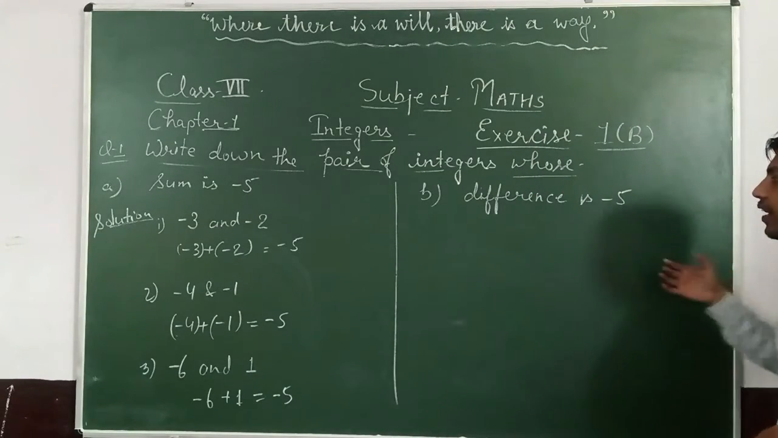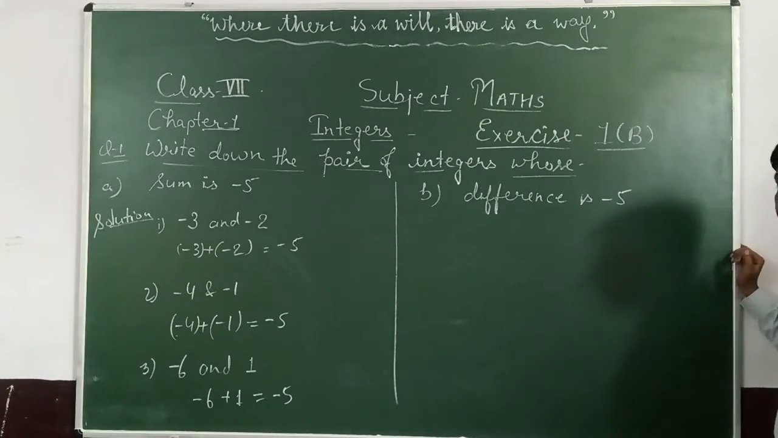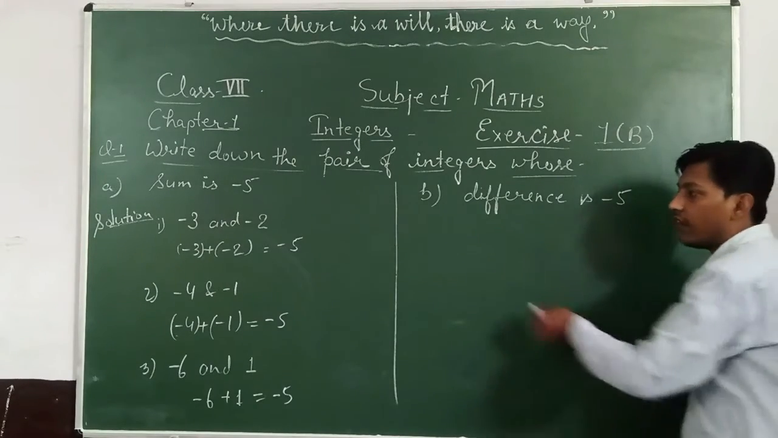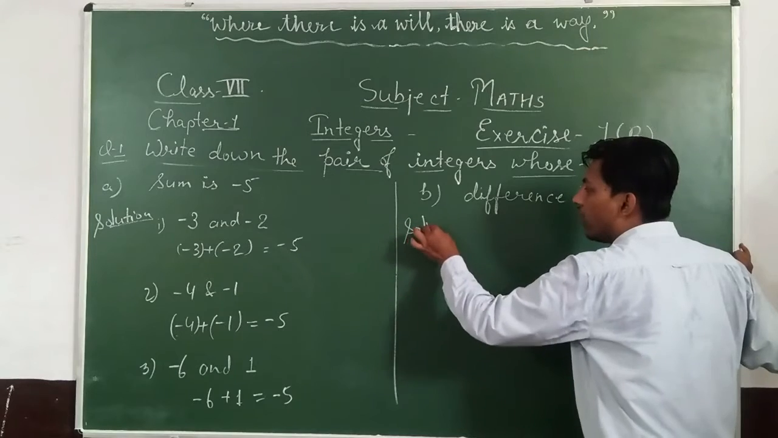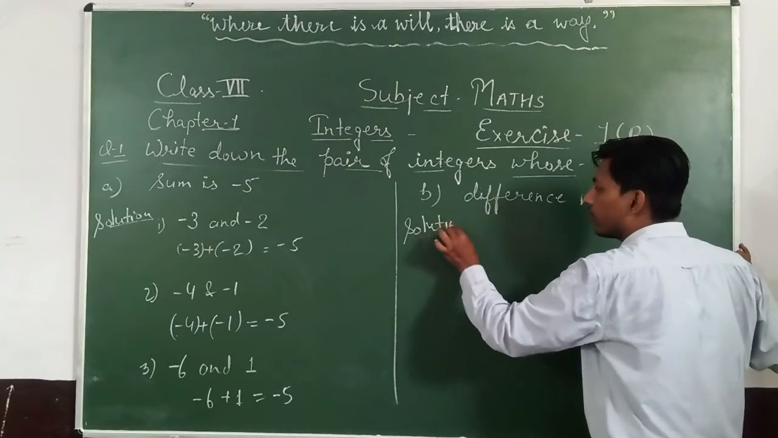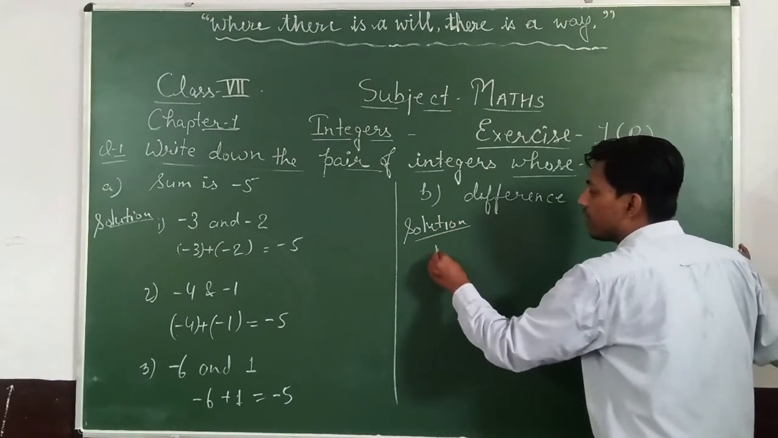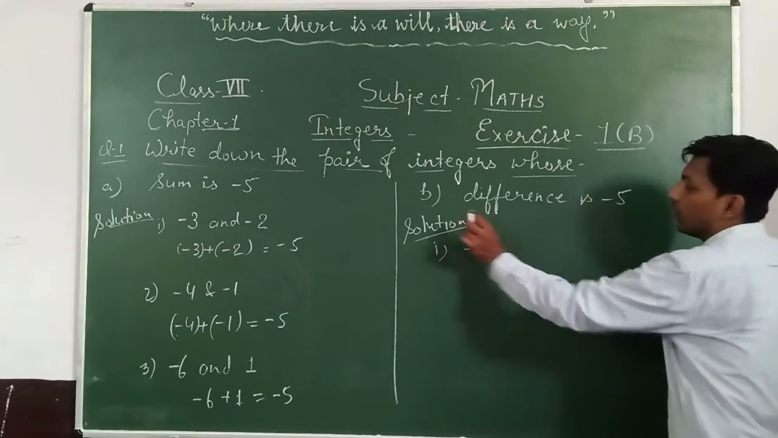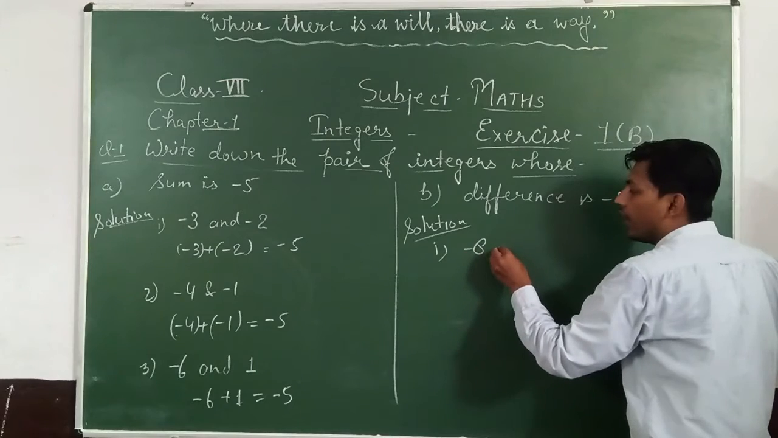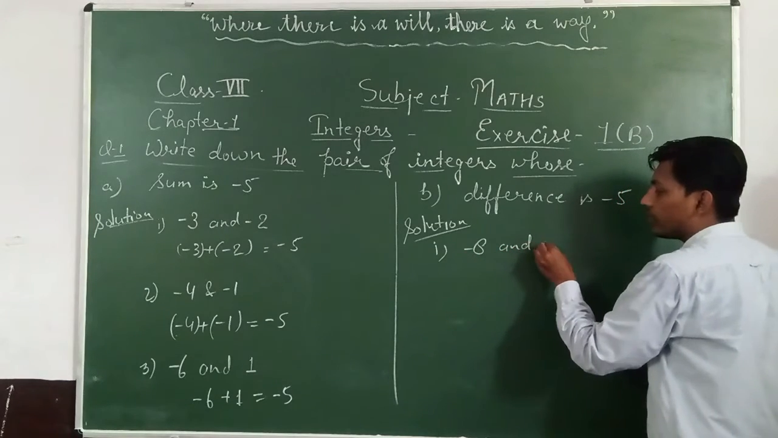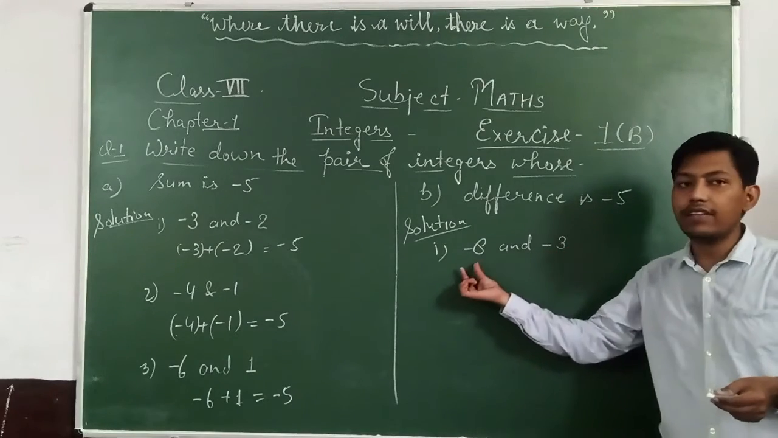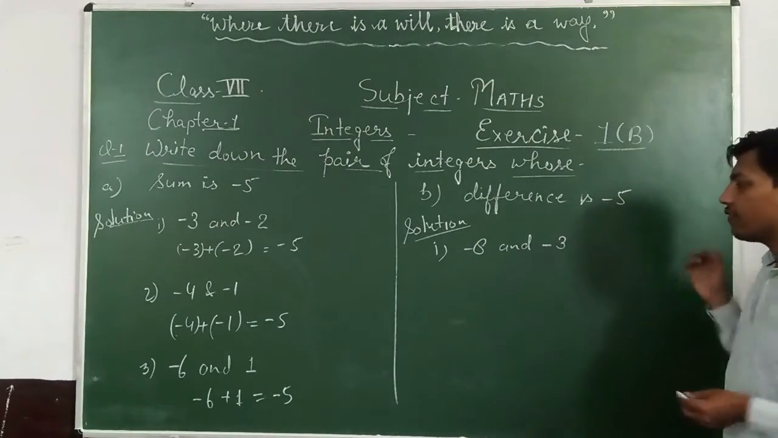Now second, the difference is minus 5. We need the pair of integers whose difference is minus 5. So it may also have many solutions. I am writing some of them: minus 8 and minus 3. When we subtract minus 3 from minus 8, we will get minus 5.